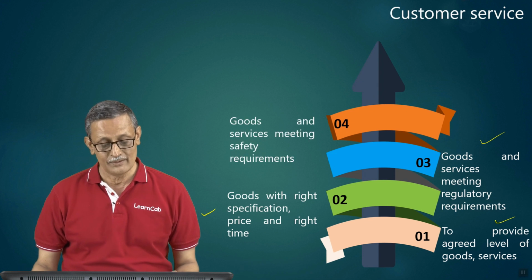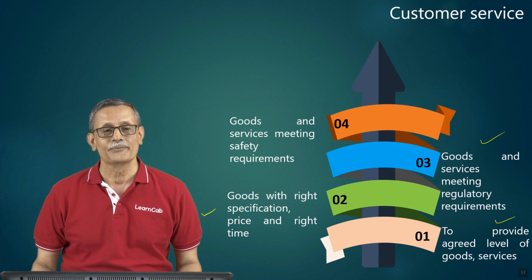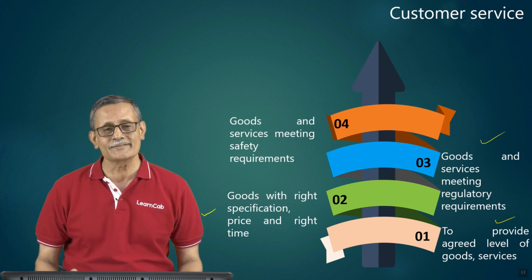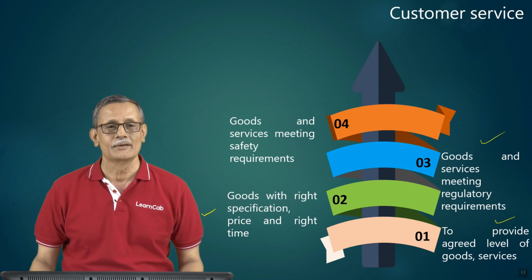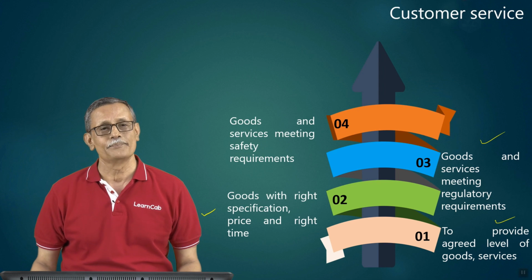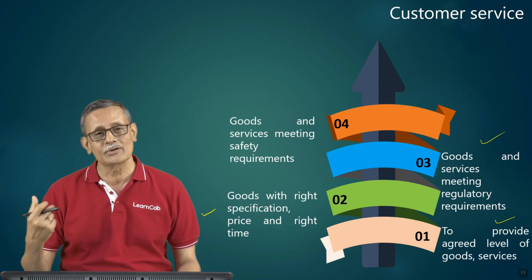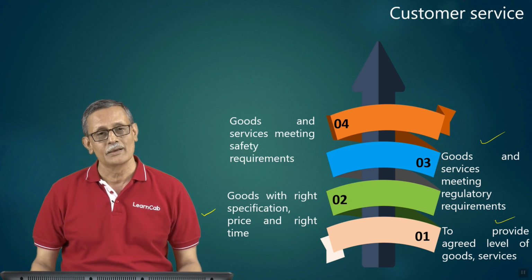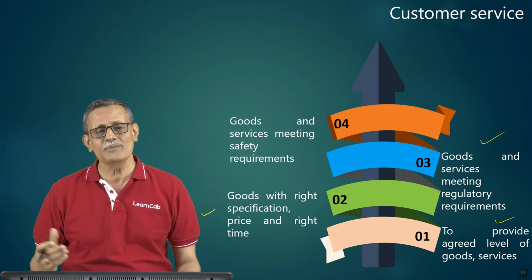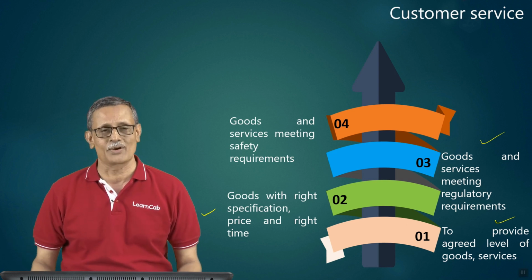The fourth one is goods and services meeting safety requirements. For example, these are some of the requirements which are not specified as a part of a purchase order. A simple example is mobile phones. Sometimes while it is charging, or when people are talking on the mobile, something bursts on the face and the face blows off.